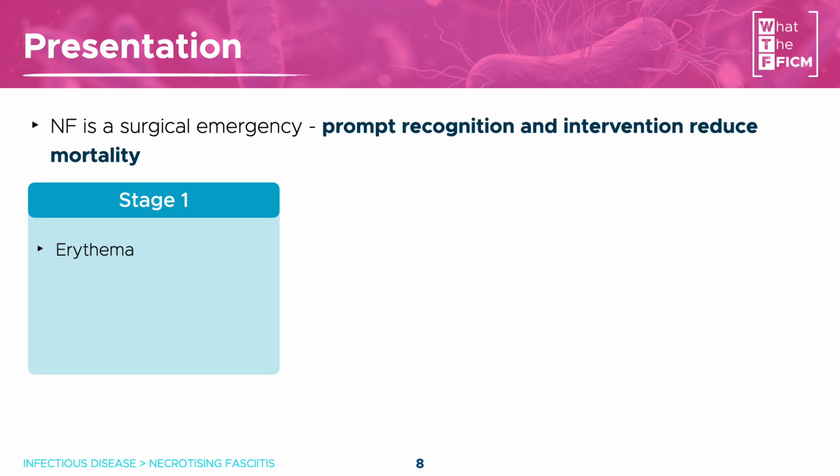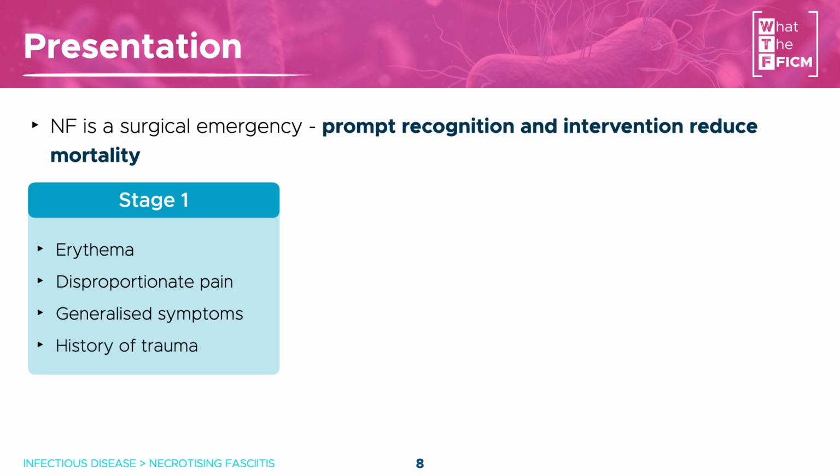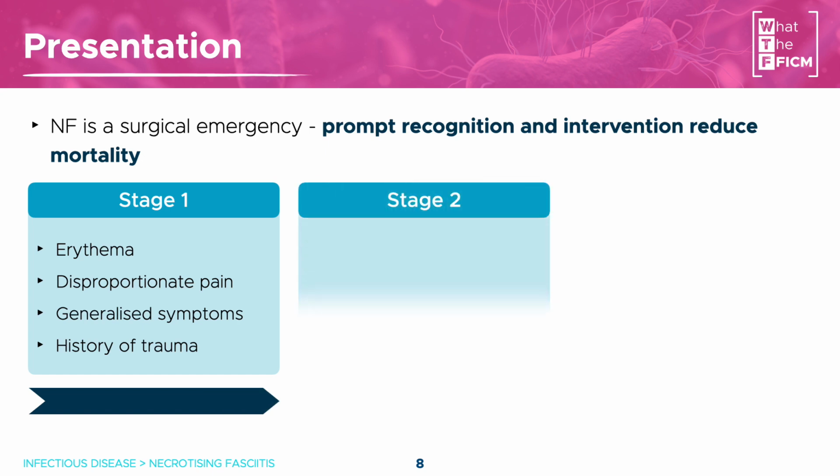Firstly, there is erythema of the skin with associated pain, and this pain is disproportionate to the clinical findings. The patient may also have generalised symptoms such as nausea, vomiting, malaise or diarrhoea, and there may or may not be a history of trauma with damage to the skin. In stage 2, skin bullae and blisters start to form, and there's evidence of skin ischemia.